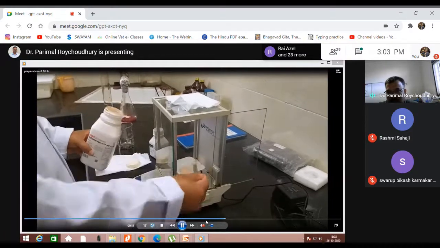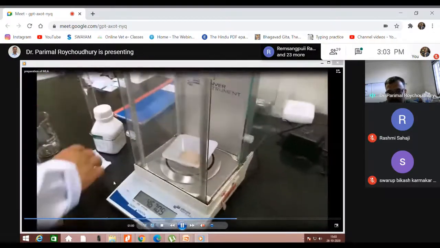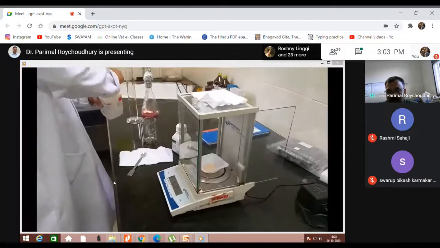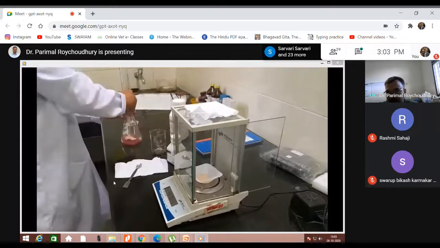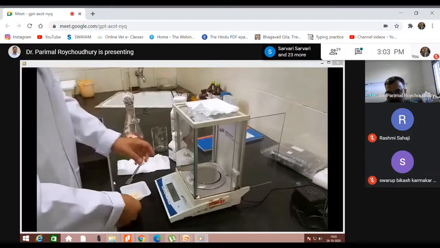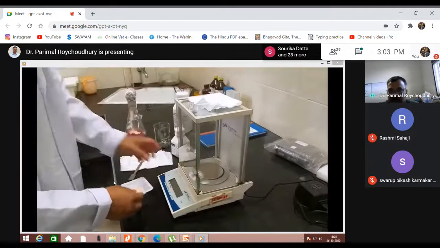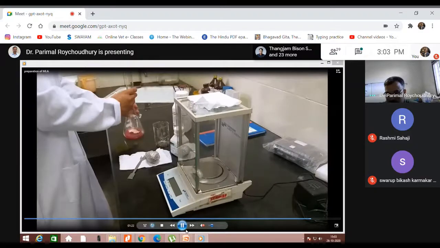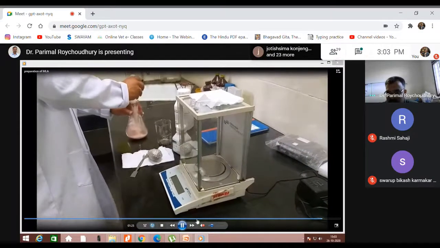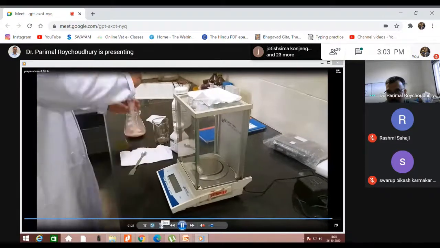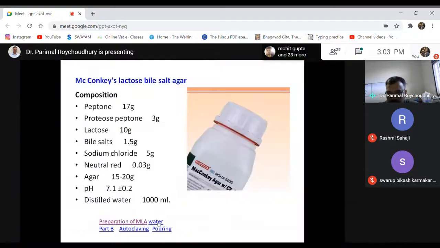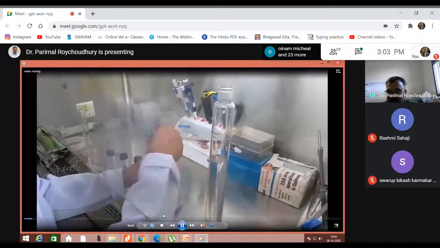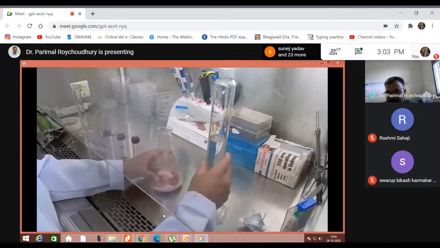So this dehydrated media contains peptone, beef extract, yeast extract, agar, bile salt, lactose, and even the crystal violet. We have to take the actual measurement, and then we put it inside a conical flask. Then we take it to the laminar flow for adding the water inside the laminar flow. We pour the water and mix up this media properly.